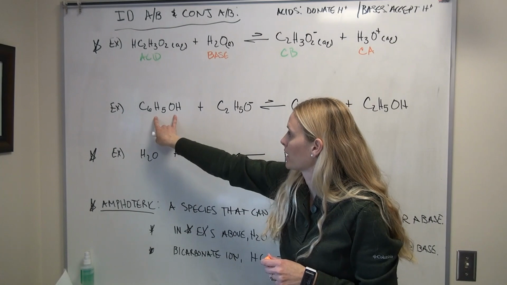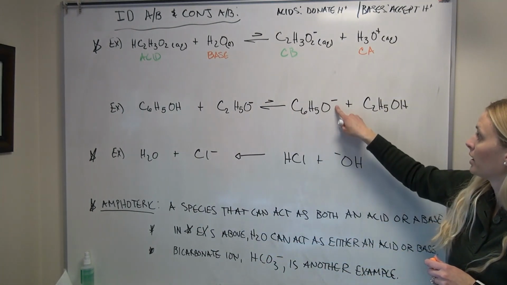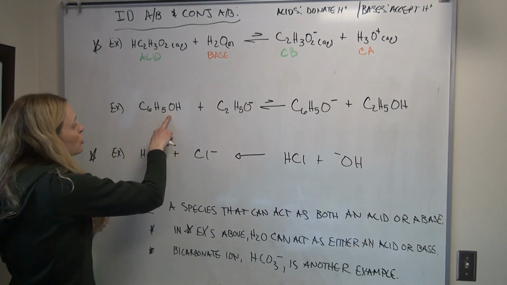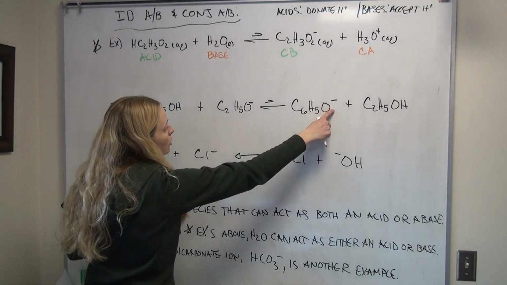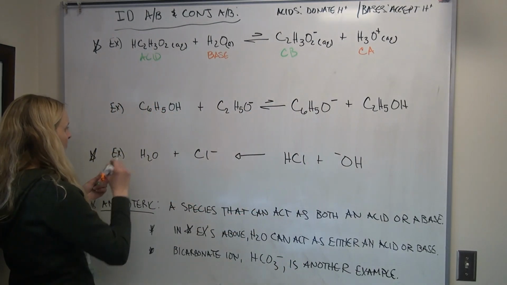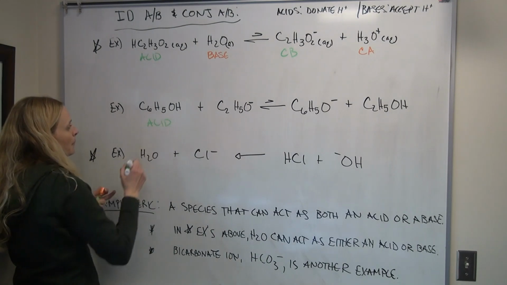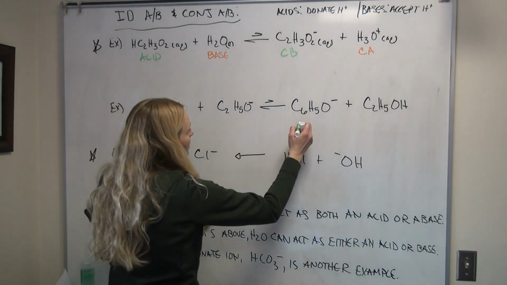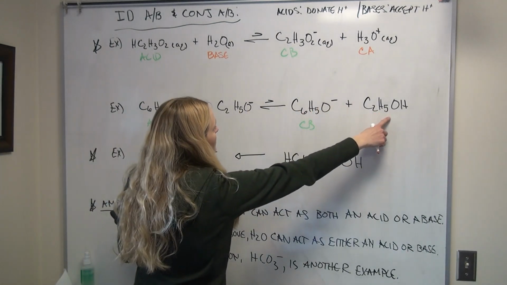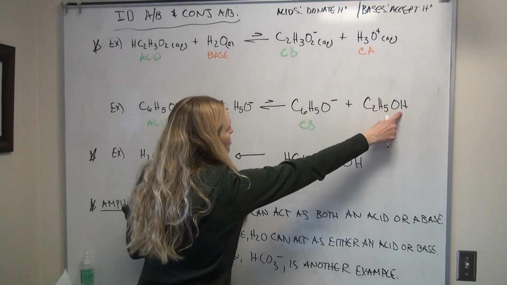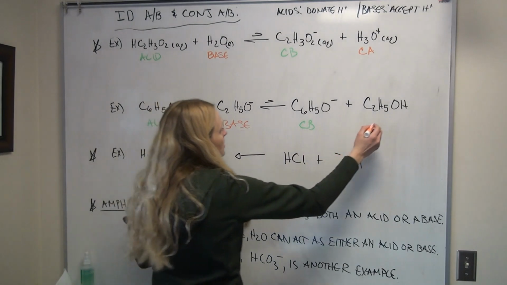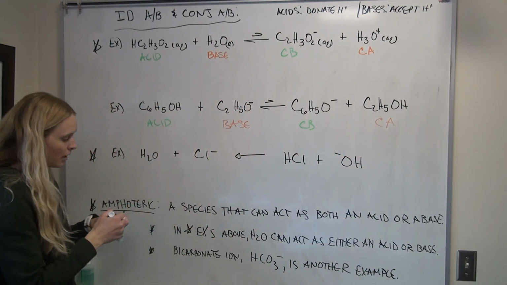What did the C6H5OH do? It lost a proton. So bases accept, acids donate. It donated a proton, it lost it, it donated to something else. So acids donate, right? And then this would be the conjugate base going the other direction. This substance here picked up a proton. Acids donate, bases accept. It accepted a proton, right, by looking at the product side.